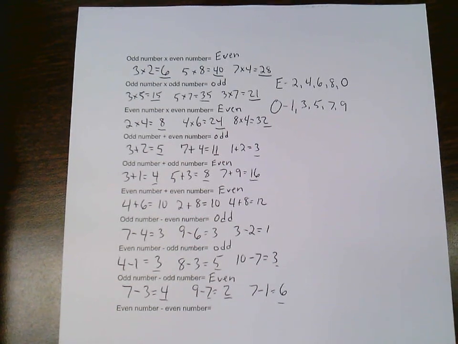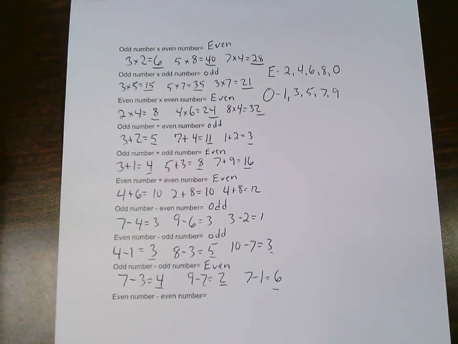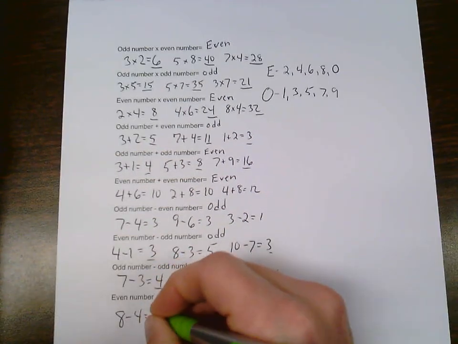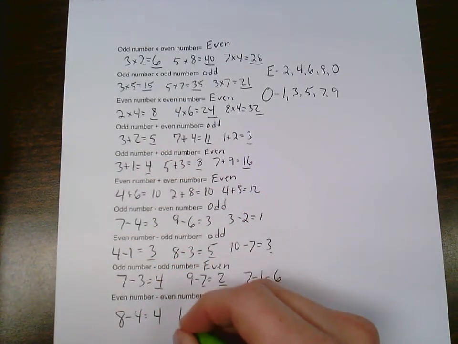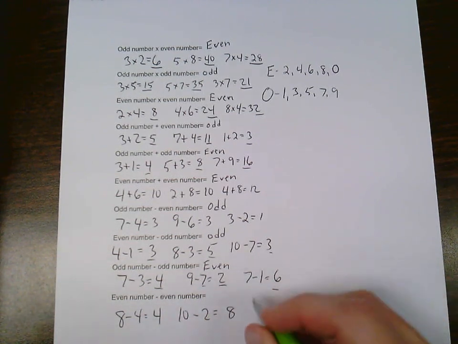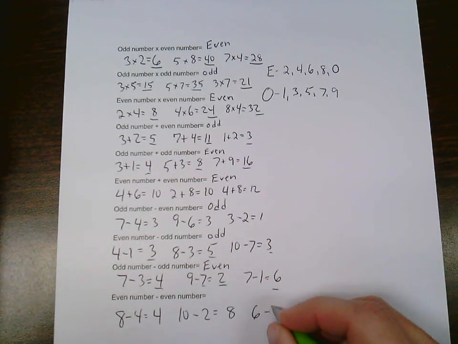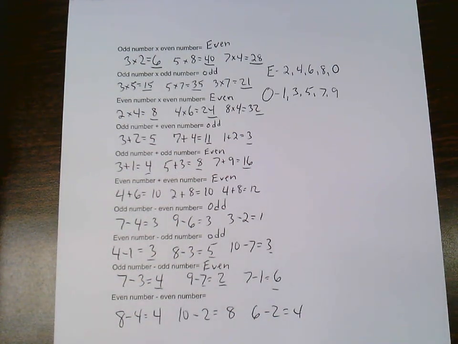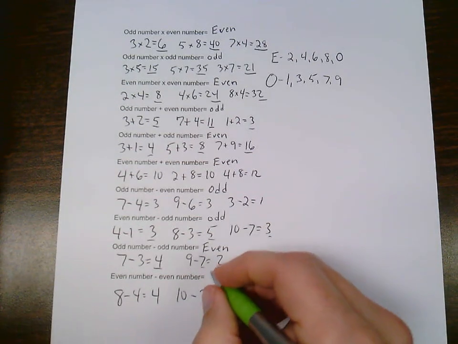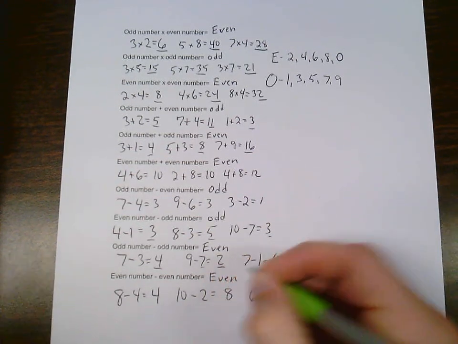And last one, even number minus an even number. 8 minus 4 equals 4. 10 minus 2 equals 8. 6 minus 2 equals 4. So every single time I have an even number and I subtract an even number from it, my answer is always going to be even.